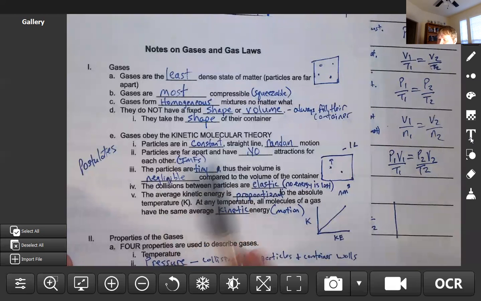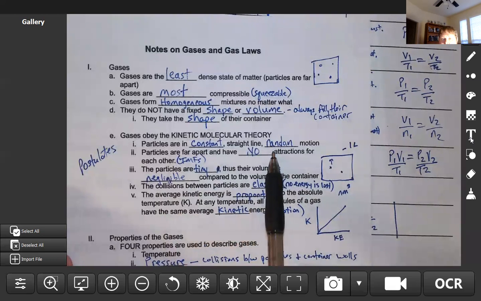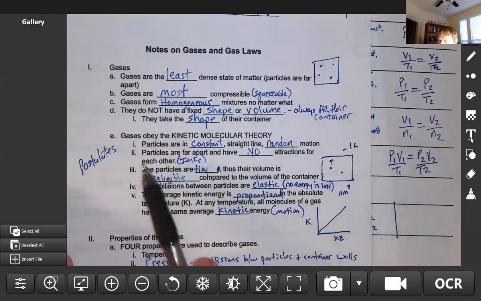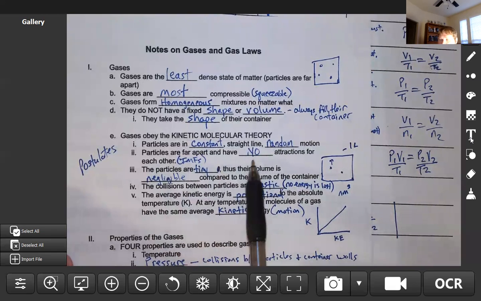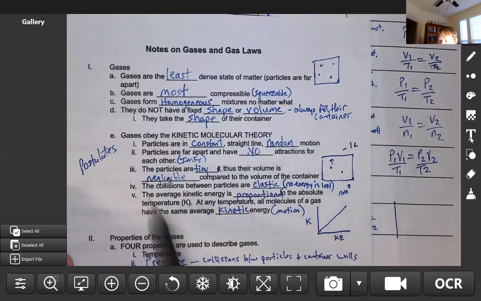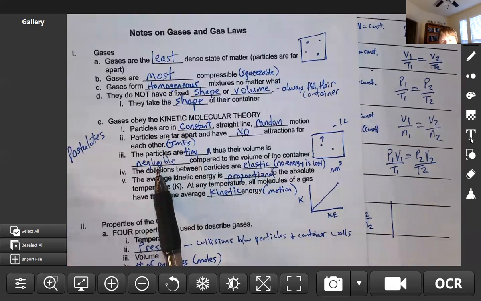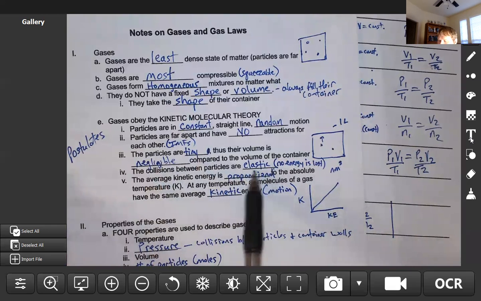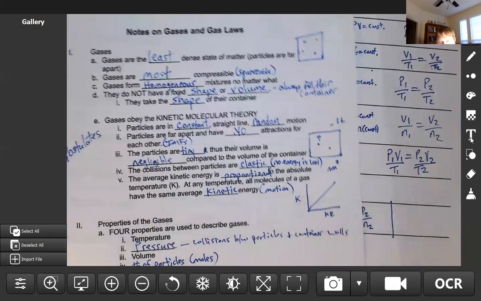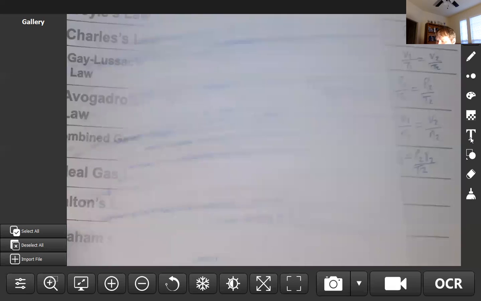It's a gas whose particles are always moving in random, constant motion. It's a gas whose particles are far apart and don't have any IMFs. It's a gas whose particles are still tiny, so their volume is negligible compared to the container. It's a gas whose particles, when they collide with each other or the walls of the container, collide elastically and don't lose energy. And the kinetic energy of those particles is proportional to what we define as the temperature. So that's what it means to be an ideal gas.